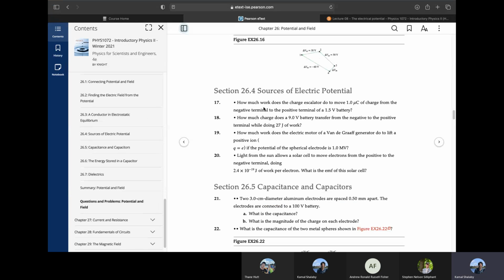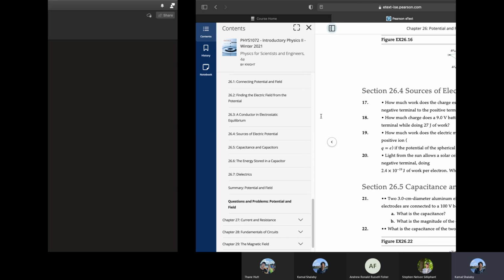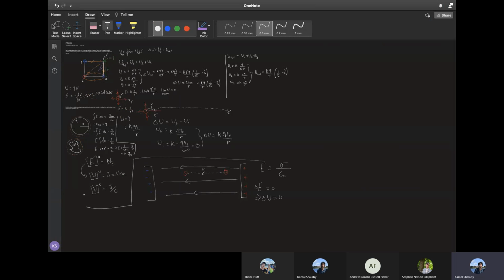Okay, so how much work does it take to charge escalate to do, oh yeah, how much charge escalate do to move 1 nanocoulomb of charge from a negative terminal to a positive terminal of a 1.5 battery. So let's just draw that.